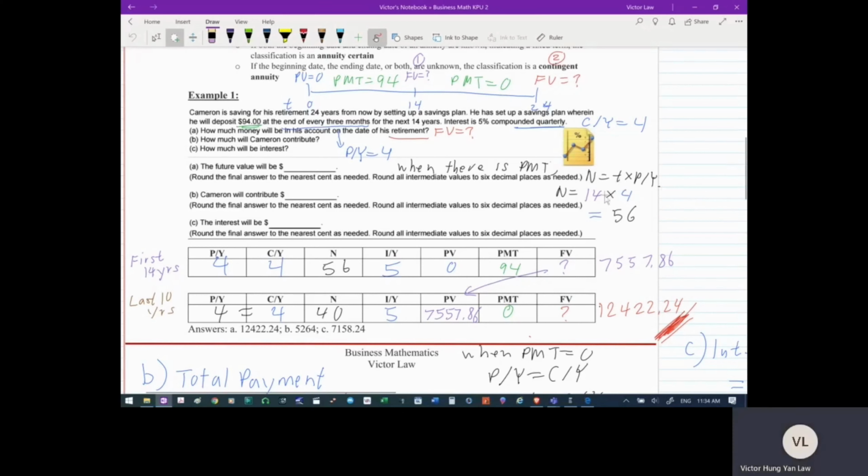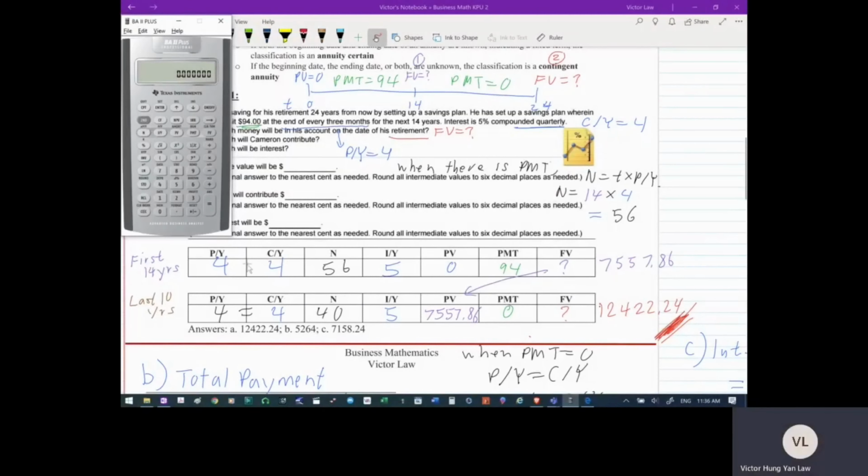So T is 14 years, PY is 4 times a year. So we're making payments, PY is 4 times a year. So 14 times 4 will give you 56. So that's where we get N is 56. Once we have the first line filled out, then we can plug it into the financial calculator, and then we can solve for the future value for the first 14 years.